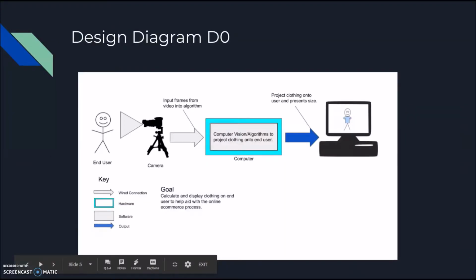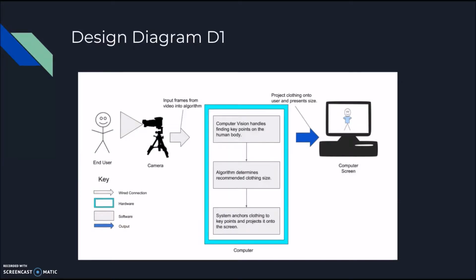Here we have our first diagram, which lays out the high-level view of our inputs and outputs of our project. From left to right, you can see that we have a camera input that's capturing our end user. With that input, we'll then send the frames to our system. Our system will calculate the key points of our user in order to put clothing on them by using computer vision and other algorithm techniques. After that, it will send the output to the screen in order to show the user their size and what the clothing will look like on them.